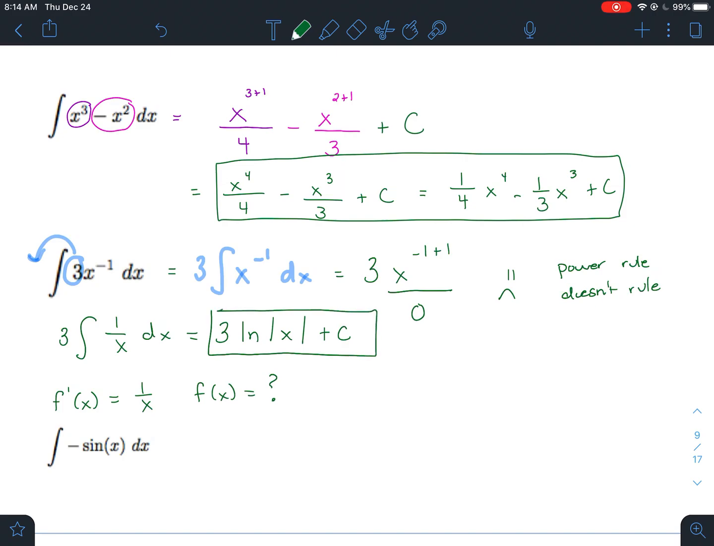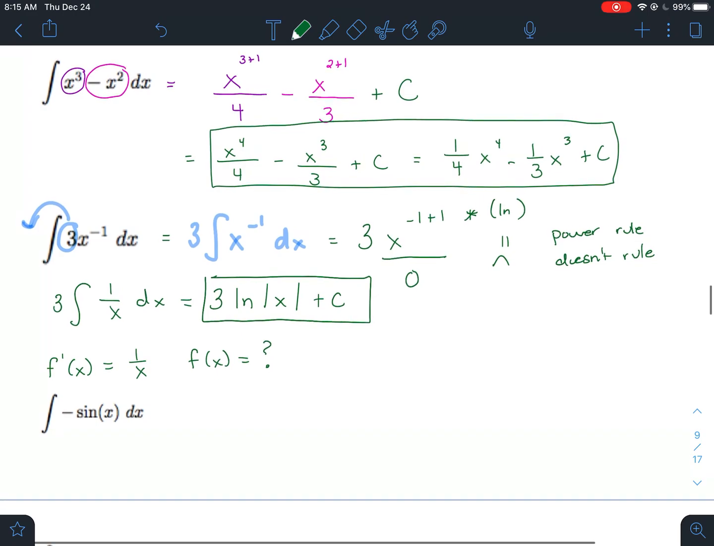So the antiderivative of 3 times 1 over x would be 3 times the natural log of x plus c, or the natural log of absolute value of x plus c. So be careful. You can try the power rule first, but if you end up with 0 in the denominator, that's your indicator that it was probably an ln instead of the power rule.